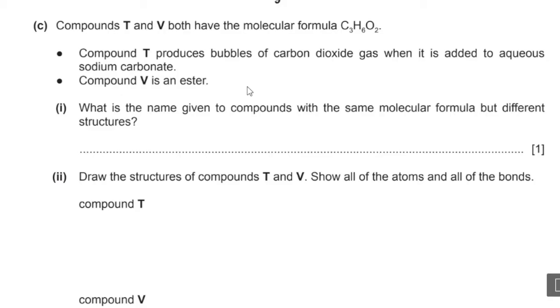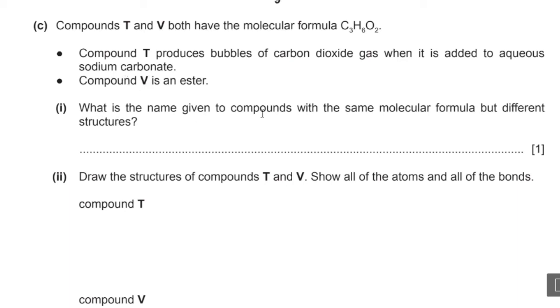See, compound T and V both have the molecular formula C3H6O2. Compound T produces bubbles of carbon dioxide gas when it is added to aqueous sodium carbonate. So when T reacts with a carbonate, it produces carbon dioxide, which means T must be an acid. Compound V is an ester.